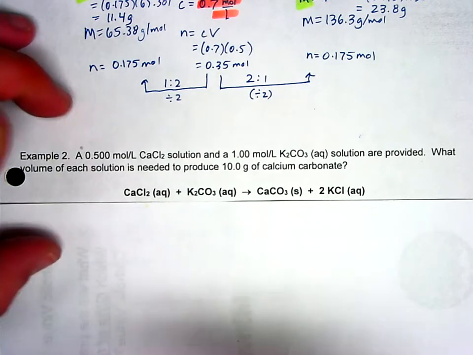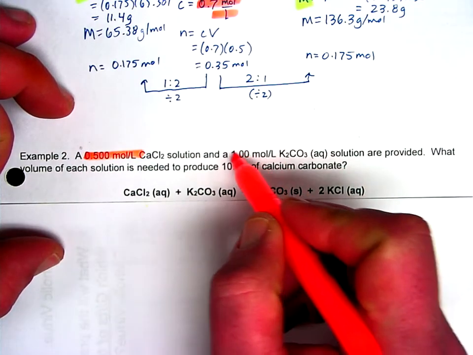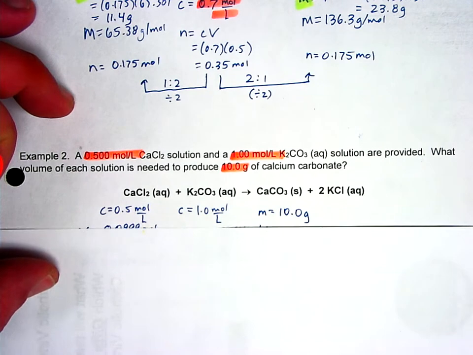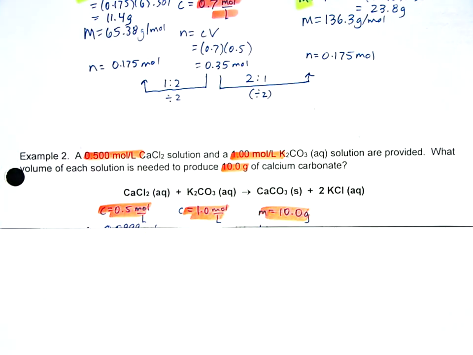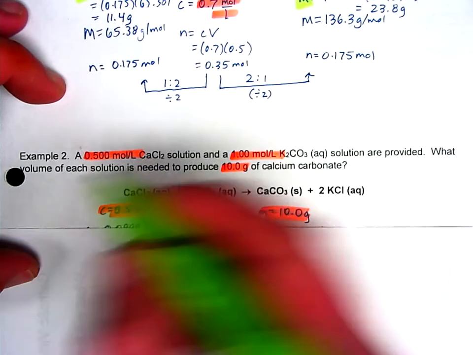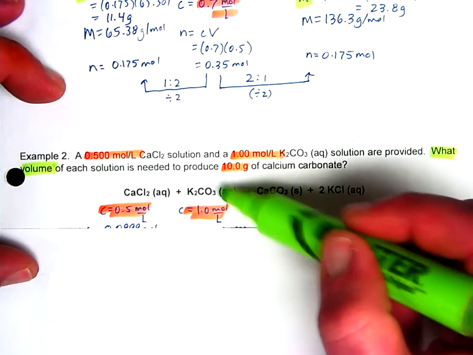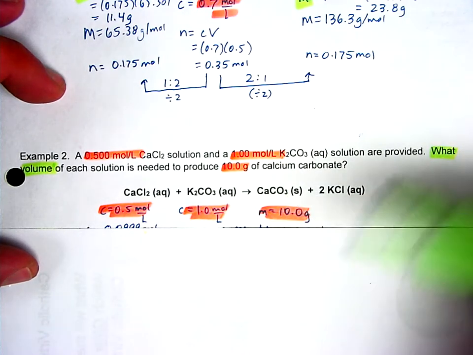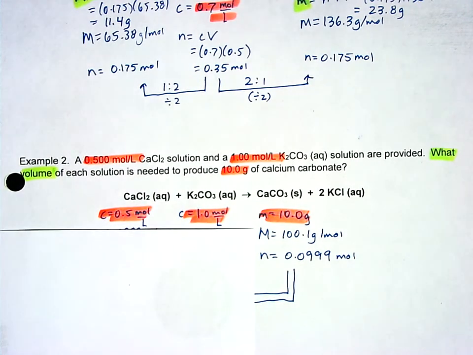So what you should have done is keyed in on our initial information. So 0.5, we know it's 1 mole per liter, and we know that we want 10 grams of calcium carbonate. So that's all our given information. We're not given the volumes, so that's the question. So what volumes? We don't know any more information about this. We're going to have to figure it out from the mass of the calcium carbonate that we need. So sure enough, we'll use our molar mass to find out the number of moles.